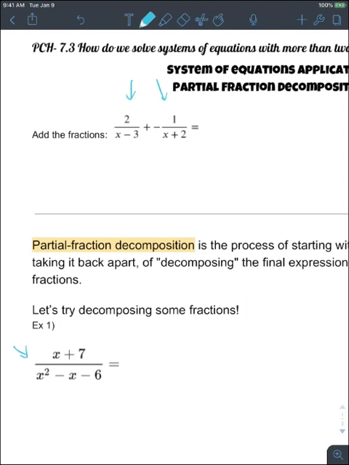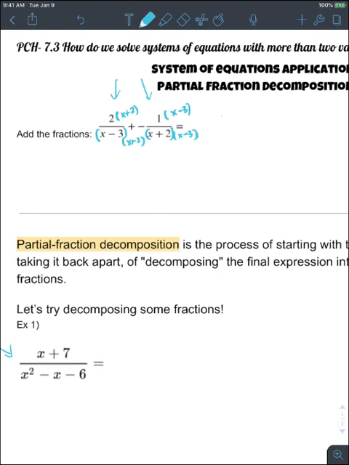Well, I would go ahead and multiply the top by, I need a common denominator. So x plus 2 and the bottom by x plus 2. And then here x minus 3 times x minus 3. So we get 2 times x plus 2 minus 1 times x minus 3. I now have a common denominator, so all over x minus 3 times x plus 2.